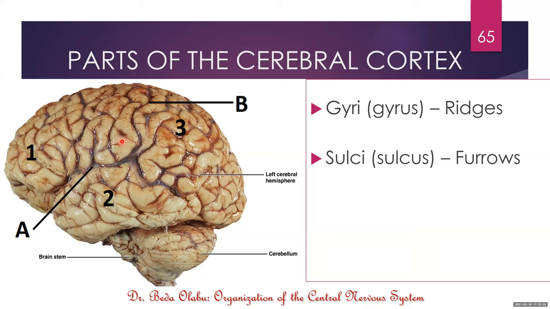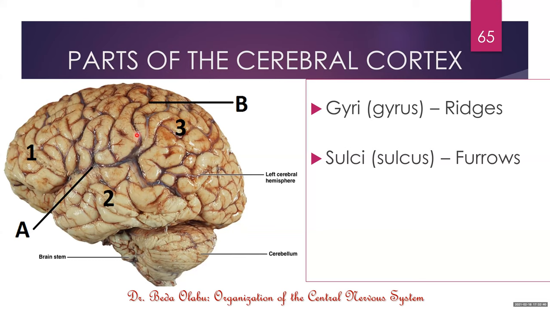There are two or three important sulci that I want you to know. The sulcus labeled A is called the lateral sulcus. The person who described it is called Sylvius, and so we commonly call it the Sylvian fissure. The term fissure is used to refer to a deep sulcus. So this is the Sylvian fissure, otherwise known as the lateral sulcus.